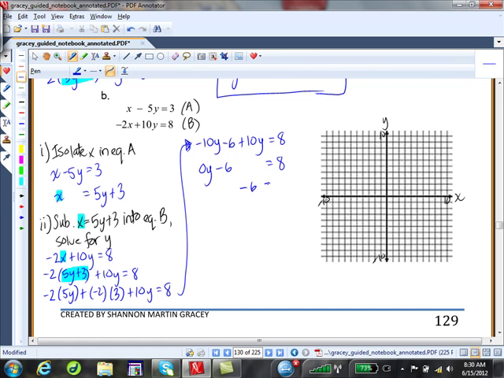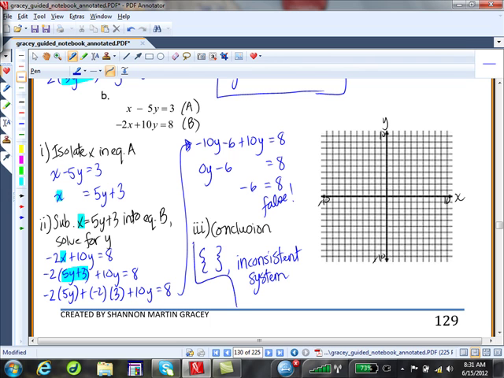-6 equals 8. Is that true? No, definitely not. This is false. It's a contradiction. Right? So our conclusion is that there is no solution. No solution. And we write that in Mathese like this. And this system is inconsistent. There we go.